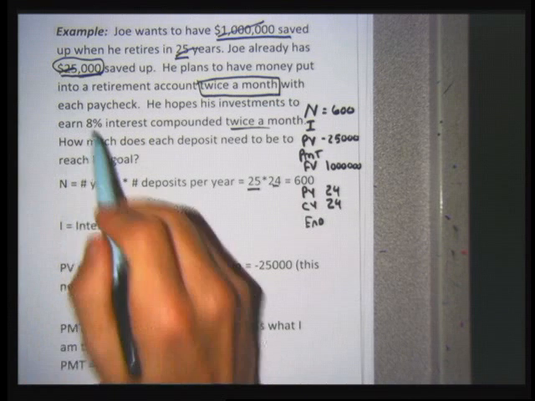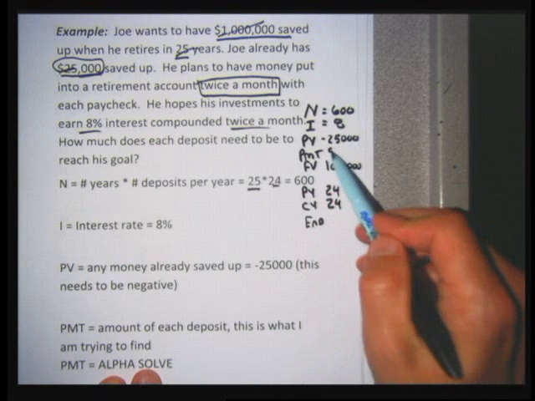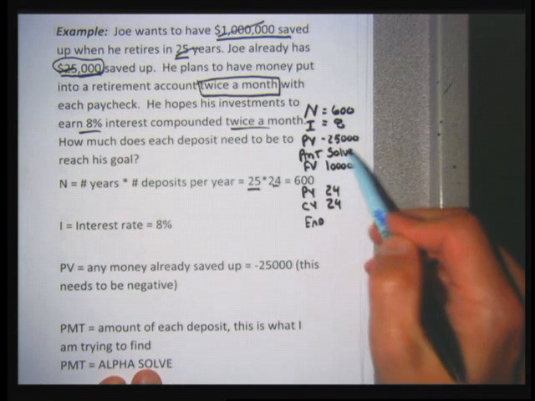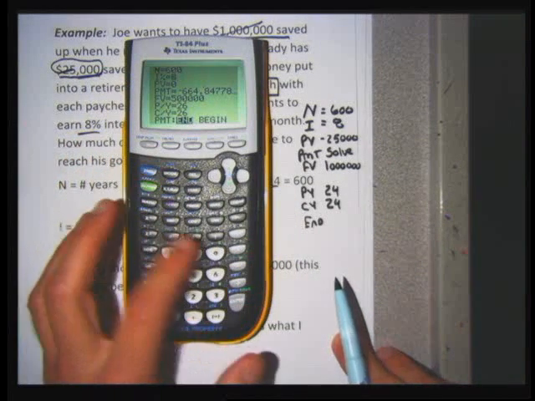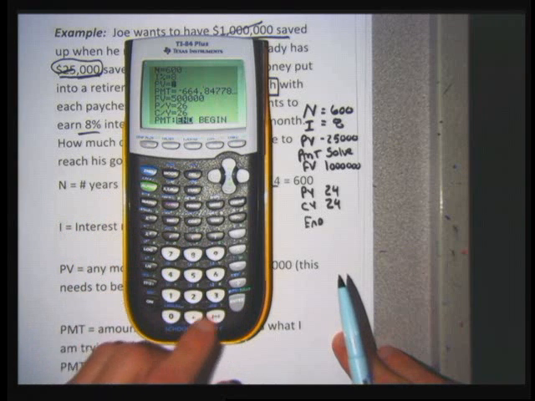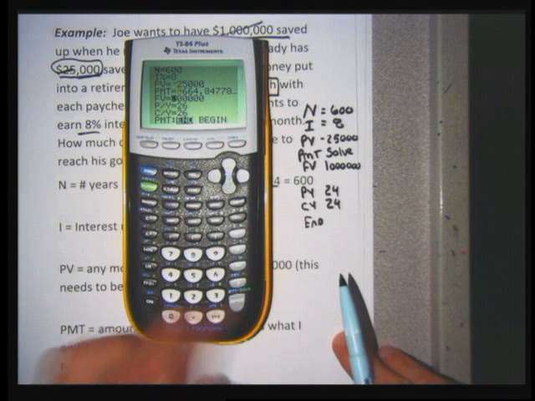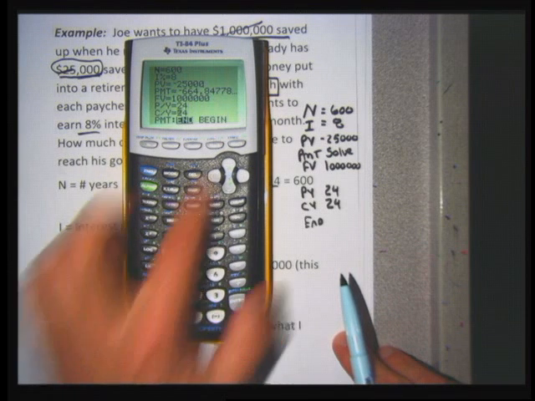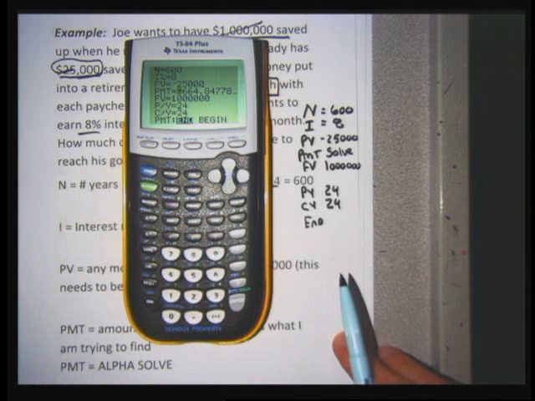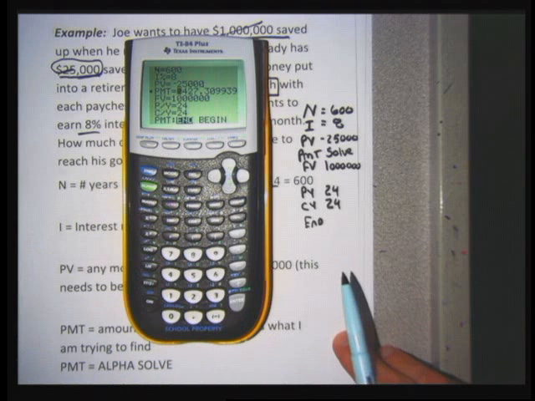The only other number I see is the 8%, which is the interest rate. Fortunately, I have numbers in for everything except one, and that's what I'm going to solve for. So N is 600, I is 8, PV is negative 25,000. Payment I'm solving for, future value is $1 million. PY and the CY are 24. I go up to the PMT, hit my green alpha button, and hit enter. I get $427, and I'm going to round that to 31 cents.